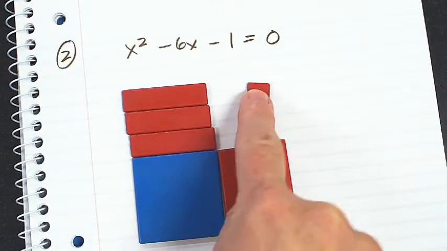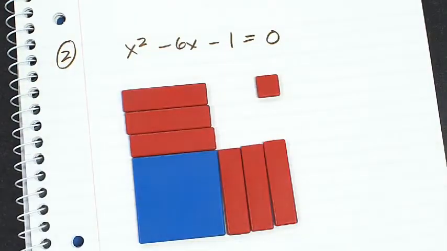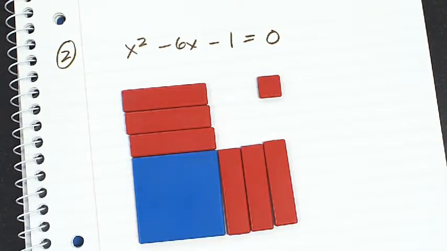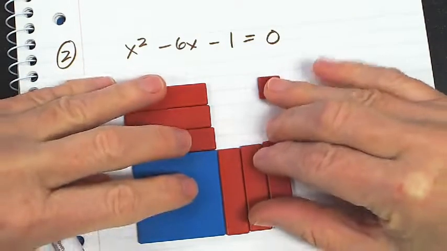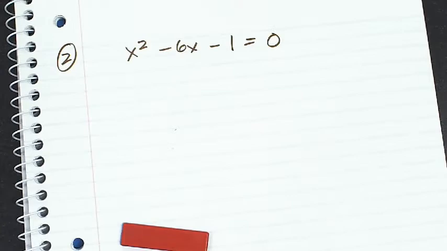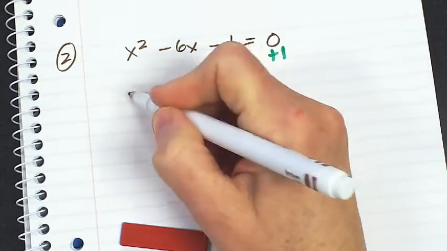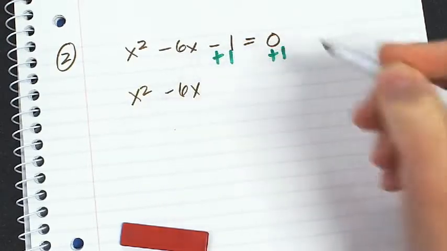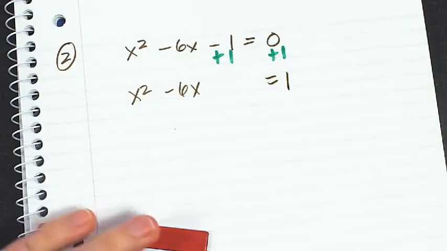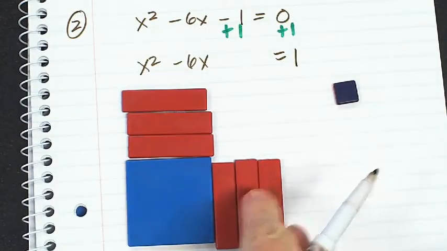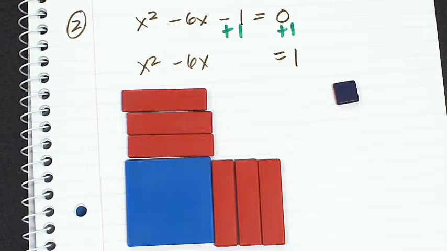And if you're going to make a square with this, you'd actually have to add an extra tile to get rid of this one. So I'm actually going to move this one over to the other side. So that's going to give me x squared minus 6x equals 1. And so I've moved this guy over here. What would make this a square? Adding 9 unit tiles would make this a square.